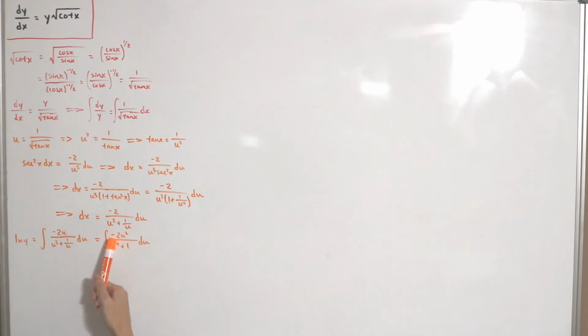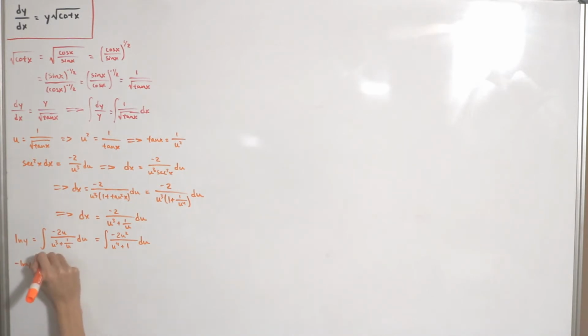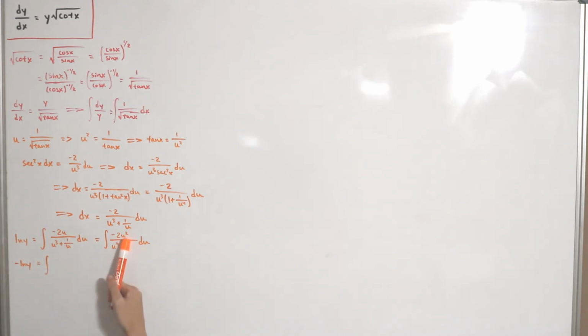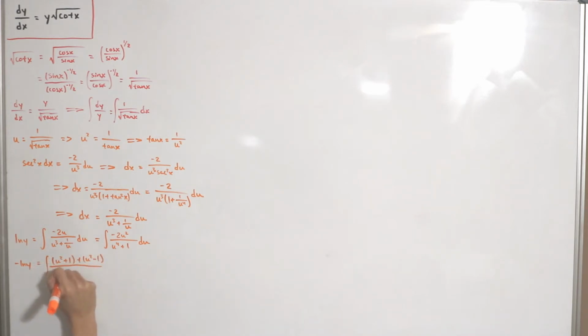Actually, there's a negative in front of the -2, so I'll factor that out and divide that to both sides, so that means the negative will end up on the left-hand side with the natural log of y. So the negative natural log of y is equal to, okay. So now from here, I'm actually going to add a 0 term to this numerator, so I'm going to add and subtract 1, but I'll also decompose 2u squared into u squared plus u squared. So simply u squared plus 1, and then we add that to u squared minus 1, and the denominator is still preserved, it's still the same thing.